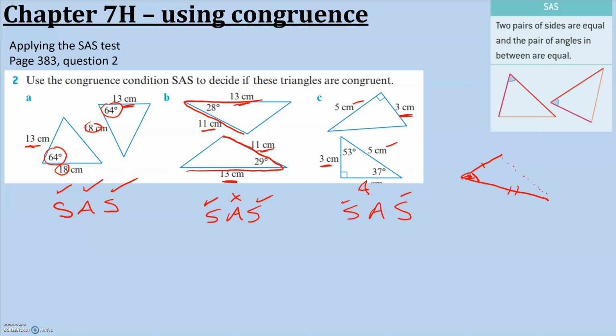Now what we need to do is look at the angles in between our matching sides. And that's a right angle, that's a 90-degree angle, but in between our 3 and our 5 here, that's a 53-degree angle. So we fail the side angle side congruency test on this pair of triangles as well.